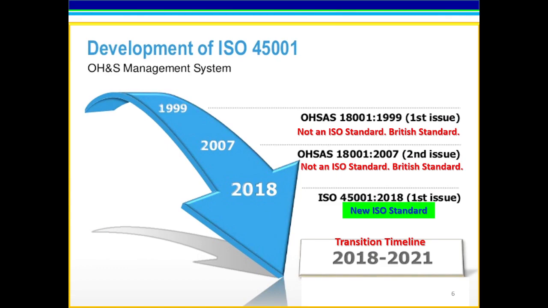Let's go into the history of ISO 45001 evolution. The first issue was termed OHSAS 18001 1999, which is a British standard. It is not an ISO standard. The second revised issue was released in 2007. This was also not an ISO standard. Finally, the third issue, which was a new version, was released by the ISO committee in 2018 and they termed it the ISO 45001 2018 standard. A transition time of 3 years from 2018 was given for migration from the old standard to the new standard, by 2021. At present, only the new standard is being followed, audited and certified.